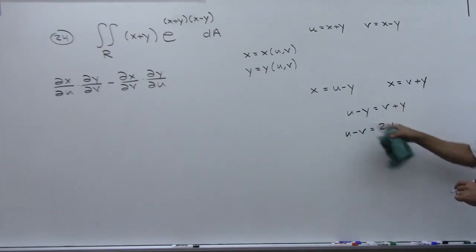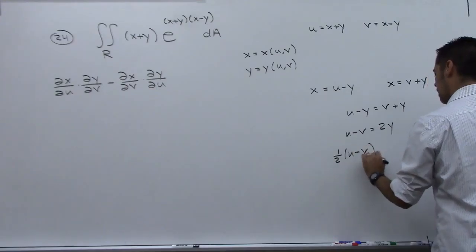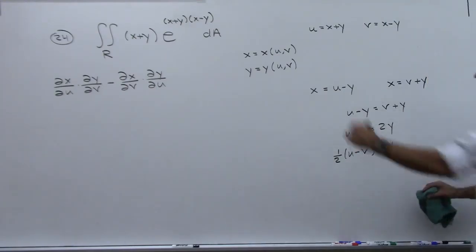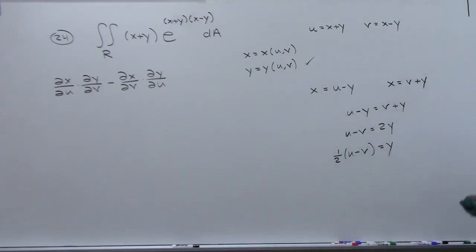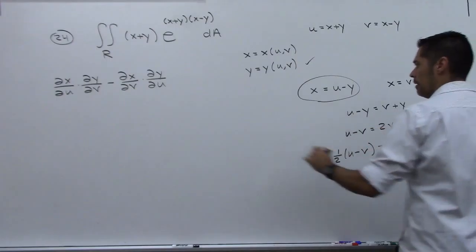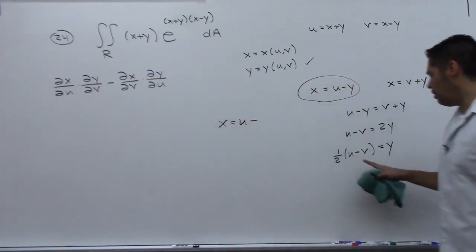Move this y over, v over, and then take 1/2 on both sides like this, and you have an equation for y in terms of u and v. So I've got this one. And then you could do the same thing to get what x is, but even easier, just take this right here. Take x is equal to u minus y.